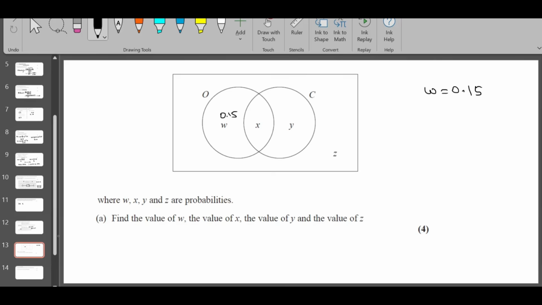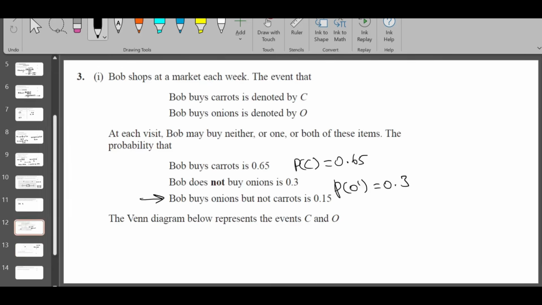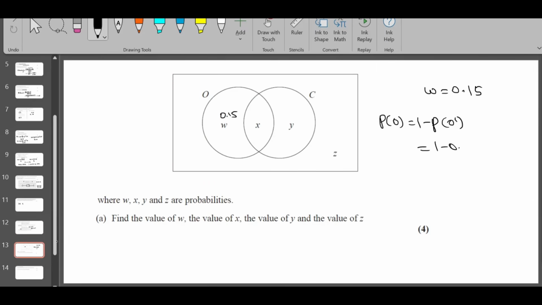We know P of O complement. So P of O is 1 minus P of O complement. We know P of O complement is 0.3. So this is going to be 1 minus 0.3, which is 0.7. That means this whole circle is 0.7, but we already have 0.15. So you can write X is equal to 0.7 minus 0.15, which is 0.55.